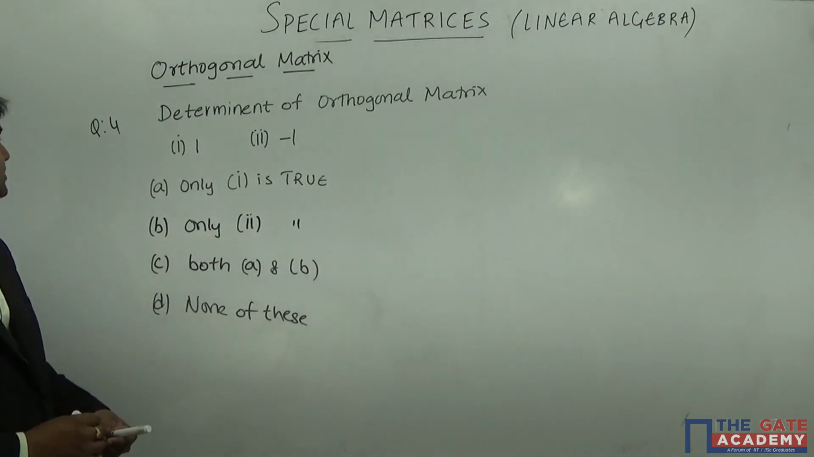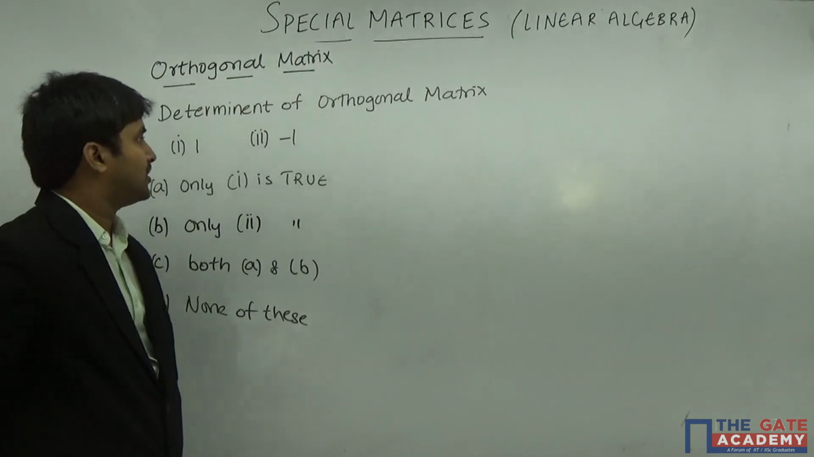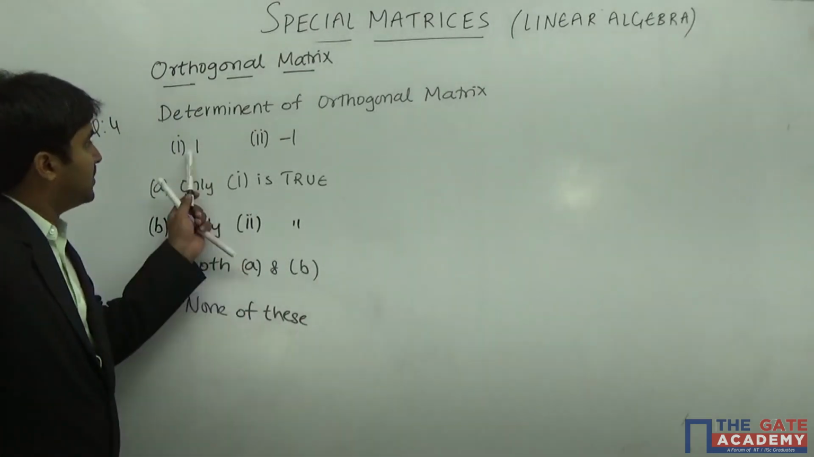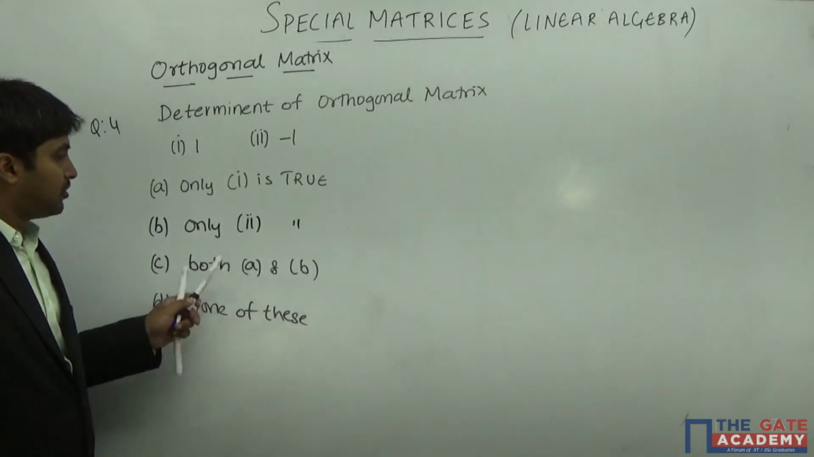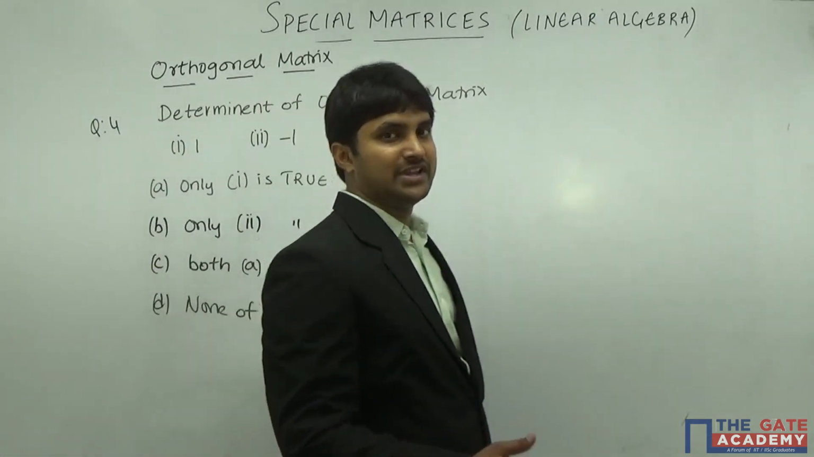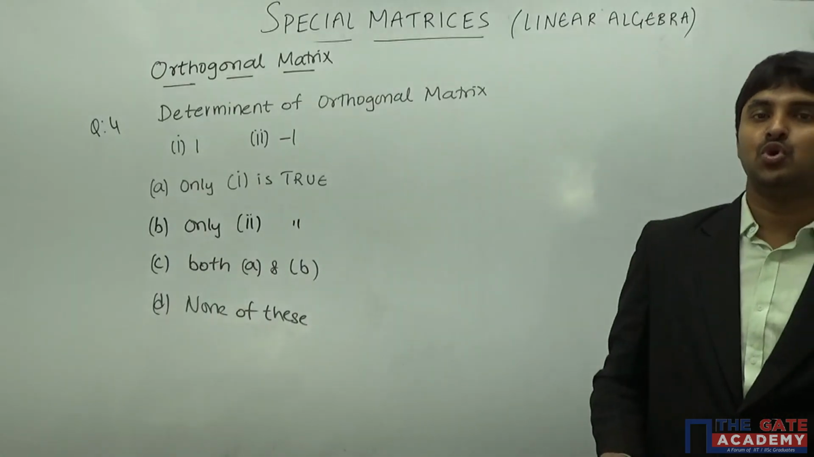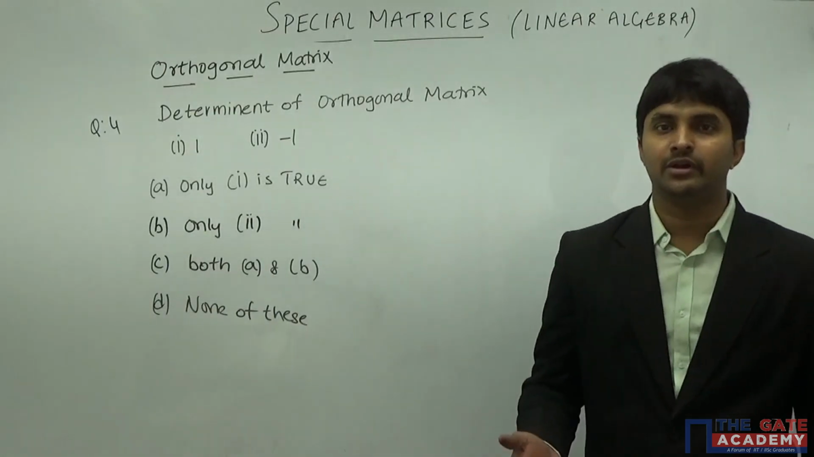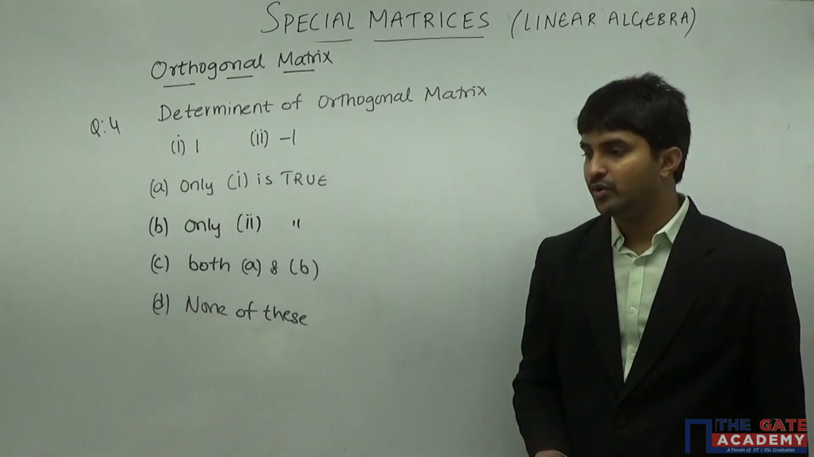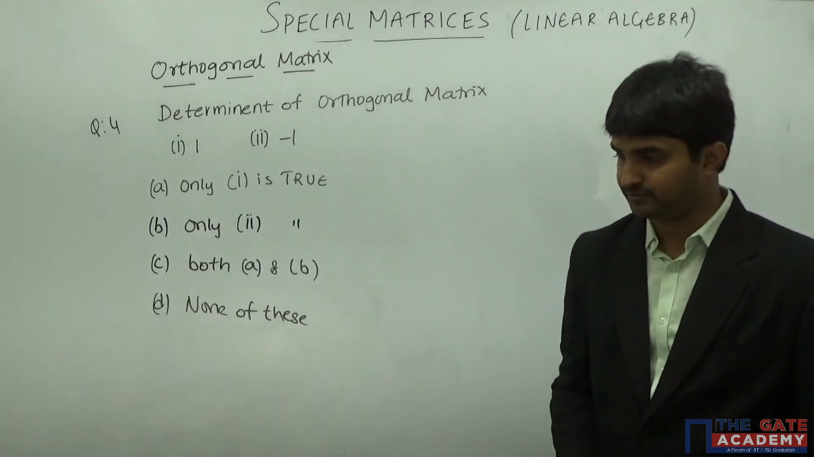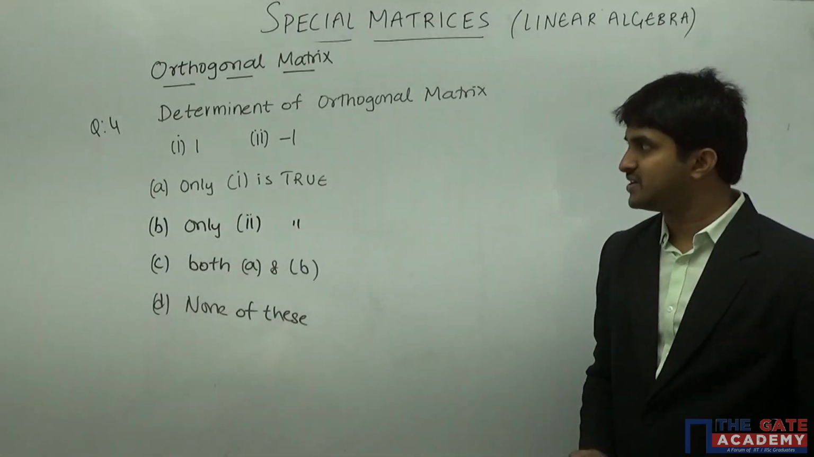So the question that is given here is: determinant of an orthogonal matrix, first statement is 1, second statement says that determinant is equal to minus 1. The options given are: option A, statement 1 is true; option B, statement 2 is true; option C, both are true; and option D, none of them is true. So you can pause the video and try to solve it. I hope you got the answer.